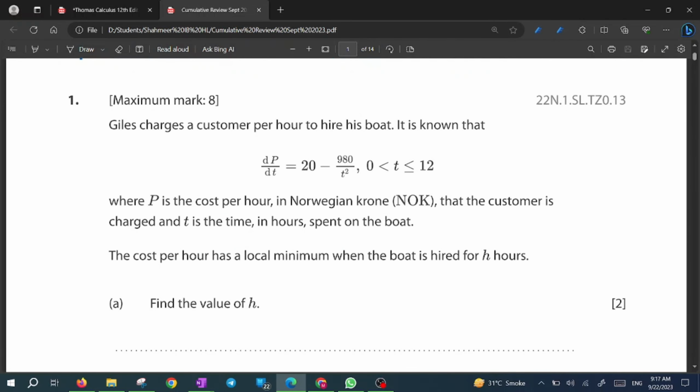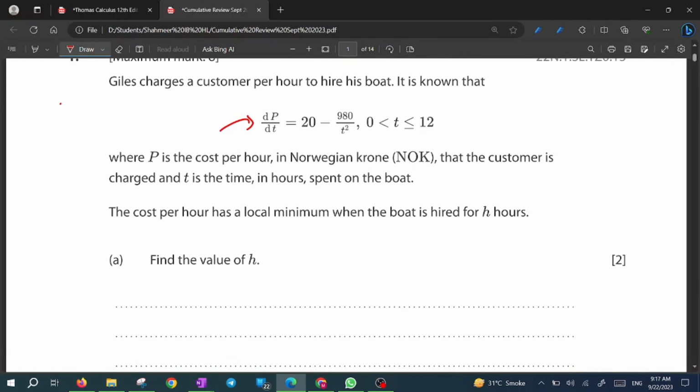The first question is: Giles charges a customer per hour to hire his boat, and the rate is P = 20 - 980/t², where t is greater than 0 and less than or equal to 12, where P is the cost per hour, in Norwegian currency (NOK), that the customer is charged, and t is the time in hours spent on the boat.